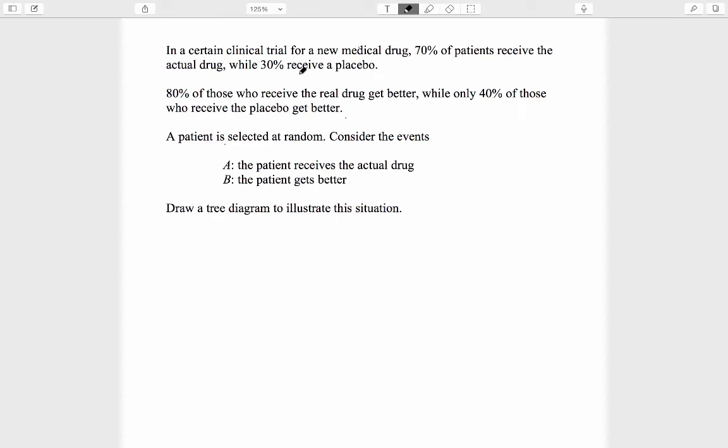Now the first branching in the tree has to pertain to the entire population, so that must contain the unconditional information. We branch into receives the actual drug and does not receive the actual drug, with probabilities 0.7 and 0.3 respectively. Now from each of these two points there will be a branching into gets better versus does not get better. But the probabilities we write on these two edges are different from the ones we write on these edges.